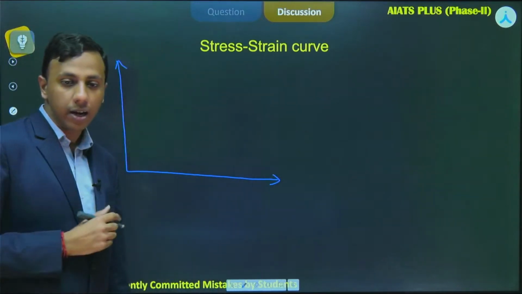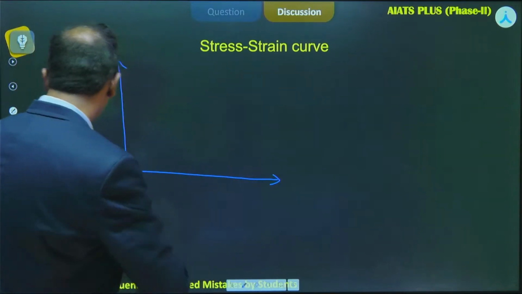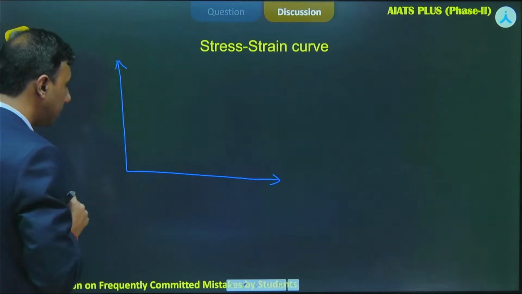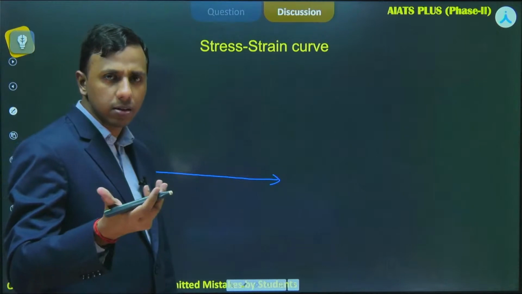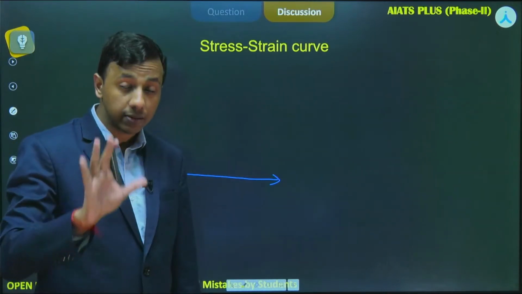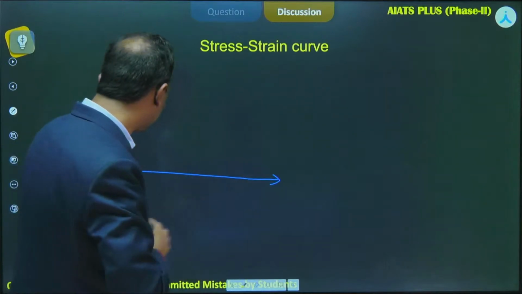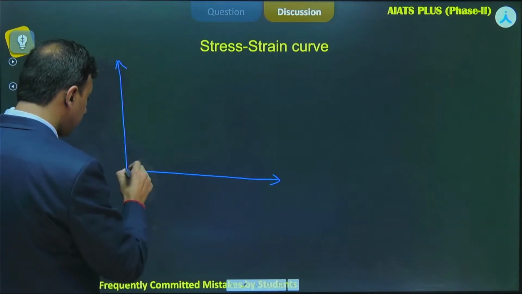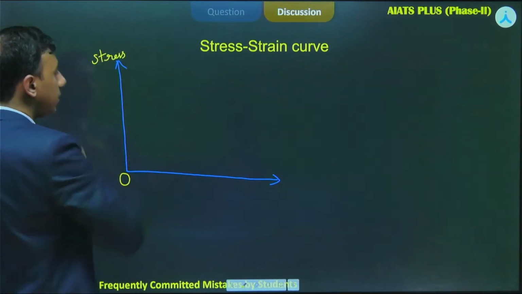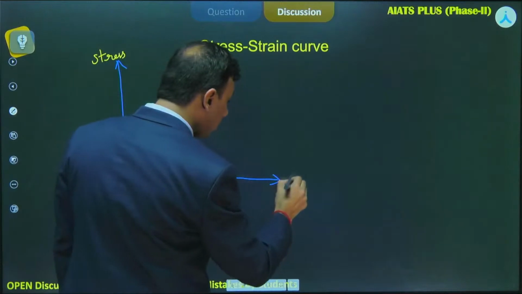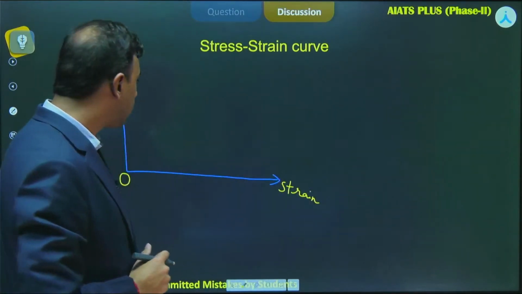Right? So here I want to discuss this curve, the stress-strain curve. We are drawing this curve for a metal. It's a general curve that is also given in your NCERT. Please study it. It is given for a general metal. So this is your stress axis, and this is your strain axis.